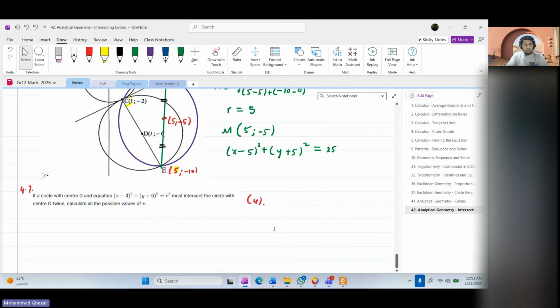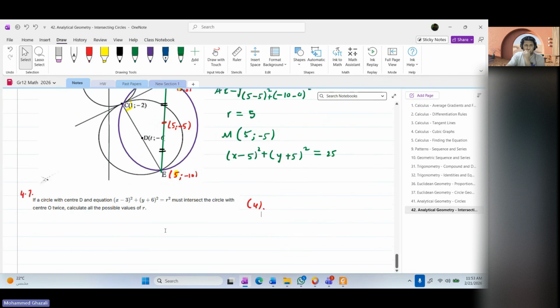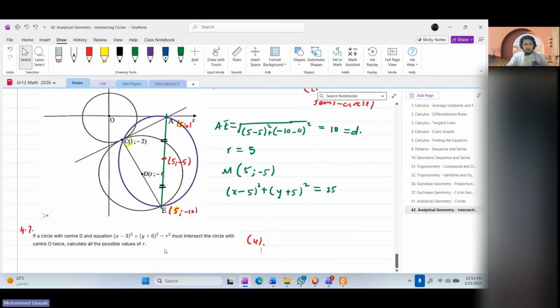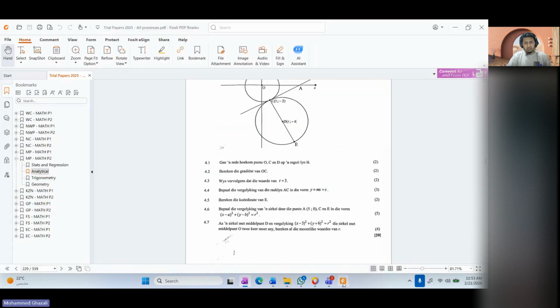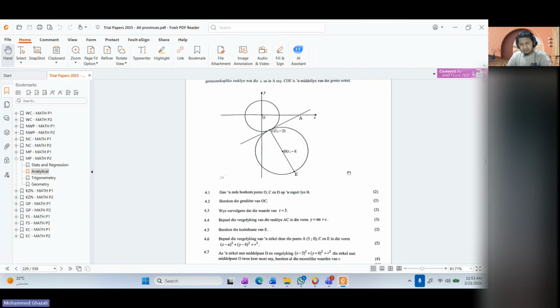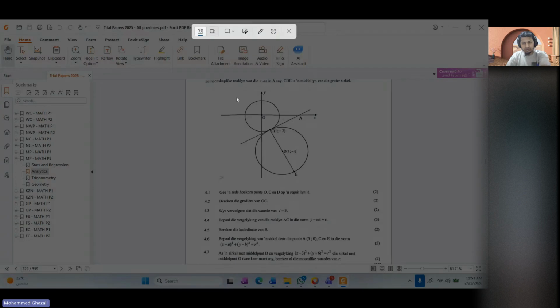A circle with center D with equation must intersect the circle with center O twice. All right, calculate the possible values of R. All right, so now I like this question, and it's exactly what we need to do. So you're just talking about those two circles. They've got nothing to do with the previous circle there, right?